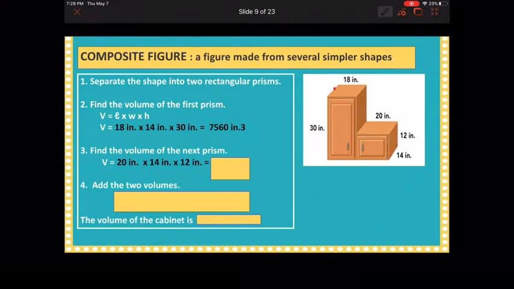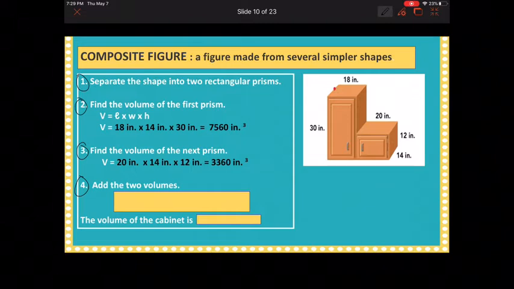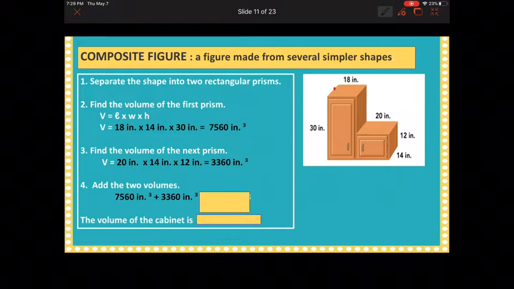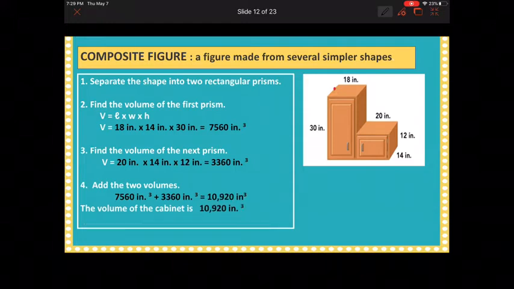All right, we've got 20 times 14 times 12 will give us the volume of our second prism, which is 3,360 inches. All right, we did number 1. We found the volume of the first prism. We found the volume of the second prism. Now, we need to add the 2 together, right? To get the volume of the whole composite figure together. So add the 2 volumes together. So we've got 7,560 from the first one, 3,360 from the second one, and we add them together and we get our total volume of the cabinet, which is 10,920 inches cubed.